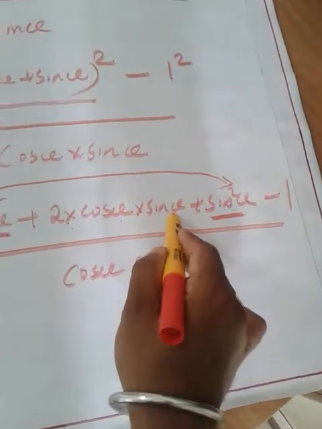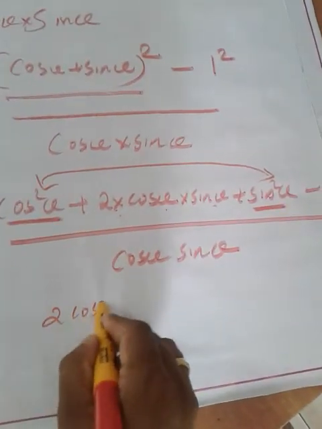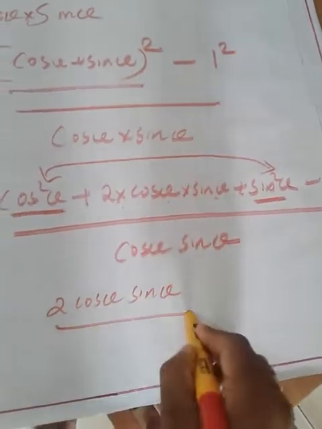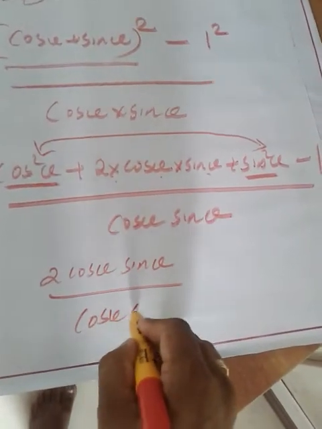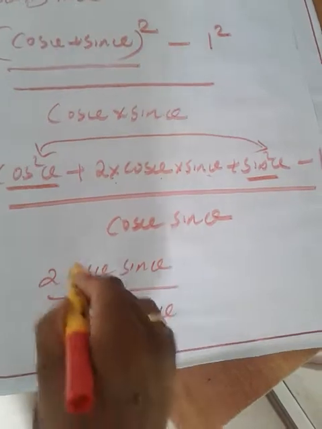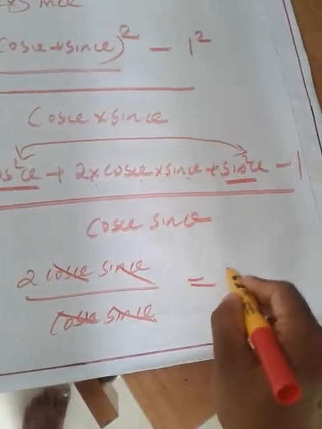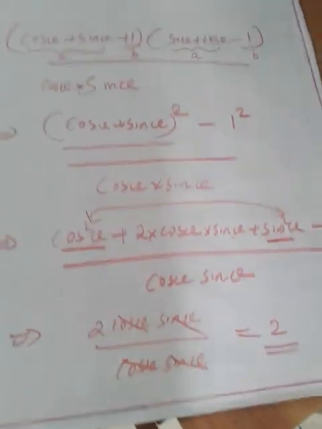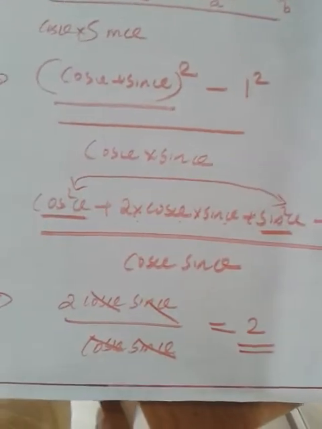2 into cos theta into sin theta only will remain. 2 into cos theta into sin theta will remain in the numerator. Denominator is cos theta sin theta. You just see cos theta cancel, sin theta cancel. What will be the answer? 2.